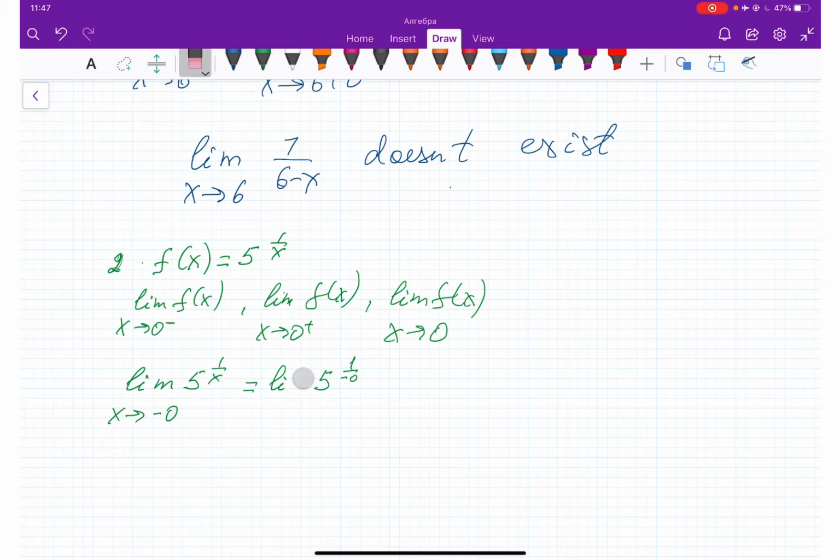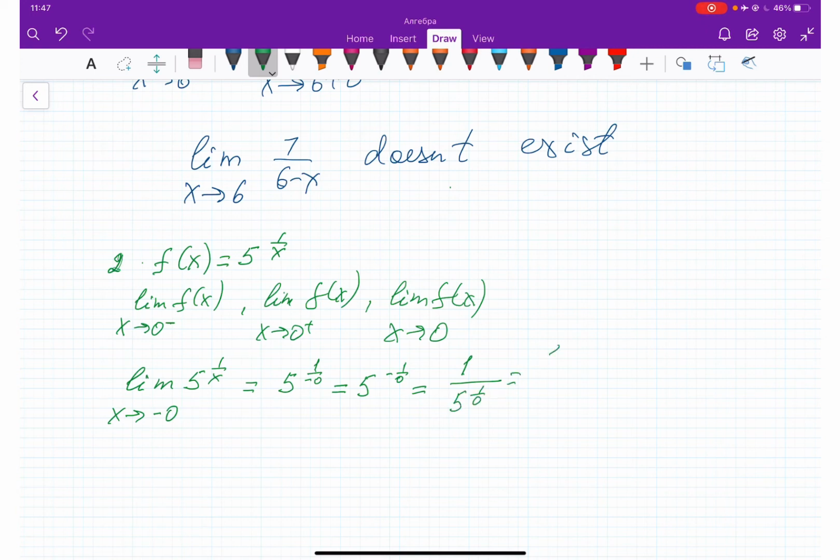Okay, 5 to the power negative 0. This is going to be equal, since we have a negative exponent, right? That means it's going to flip the fraction: 1 over 5 to the power 1 over 0.